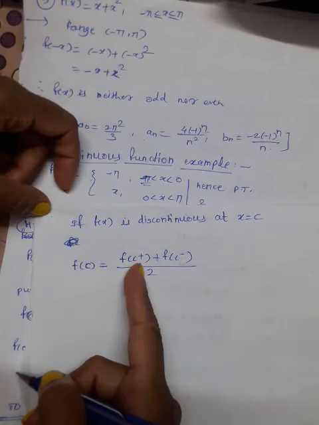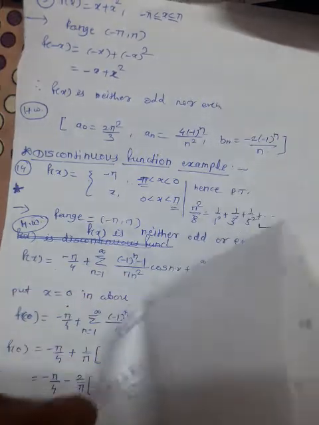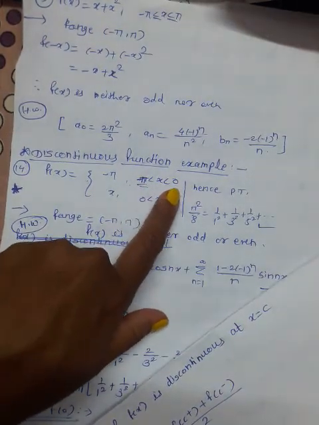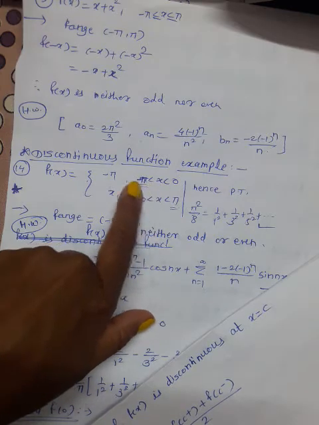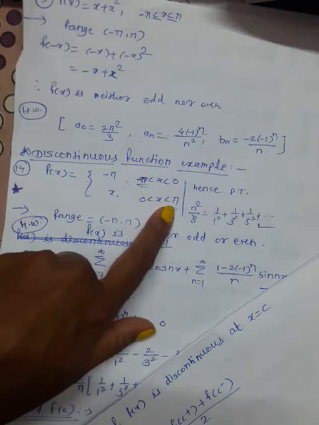calculating f of c when the function is discontinuous at that particular point. What is the meaning of this? This is the positive interval, negative interval. What do you mean by positive interval, negative interval? This is the negative interval because minus pi to 0, any number less than 0 is a negative number. This is called the negative interval, and 0 to pi is a positive interval.